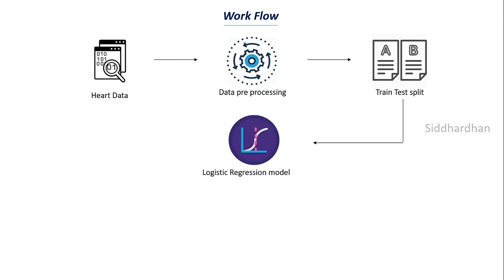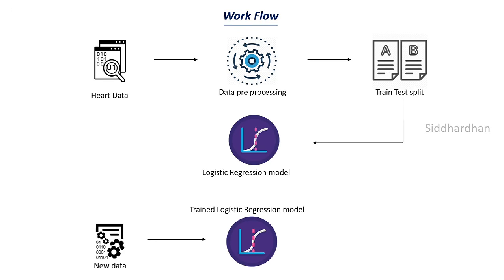Once we train this logistic regression model with our training data, we will do some evaluation on our model to check its performance. After that, we will get a trained logistic regression model, and when we feed new data to this model, it can predict whether that person has heart disease or not. So this is what we are going to do in our heart disease prediction project. I hope you understood the workflow of this project. Now let's get into the hands-on part of this video.